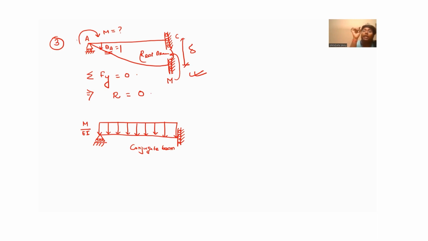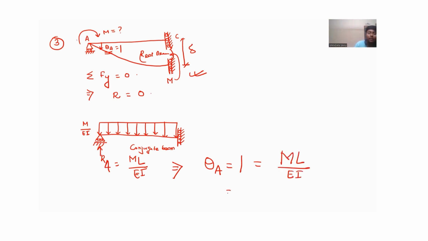So, theta A of the real beam will be equal to what? Of the conjugate beam, this only, shear force, right? And this will be equal to what? Correct? Yes, sir. So, theta A, which is equal to 1, is equal to ML upon EI. So from here you got M equal to EI by L.